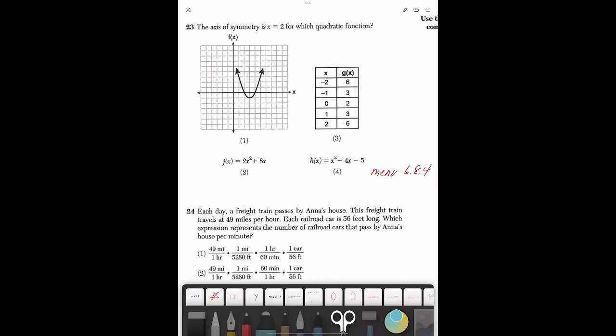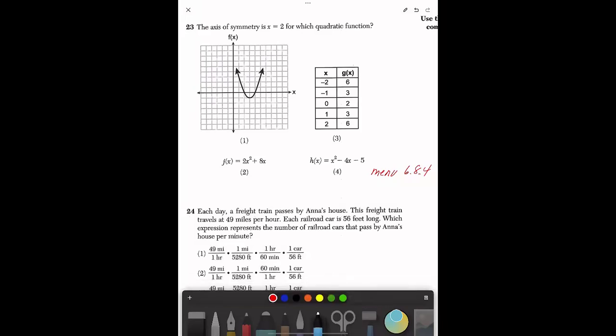So now, axis of symmetry is just the line that splits the quadratic perfectly in half. It always goes to the vertex. So the first one, we can just go, and this is the axis of symmetry, and that would be 1, 2, 3. So this will be x equals 3. So this is not the answer.